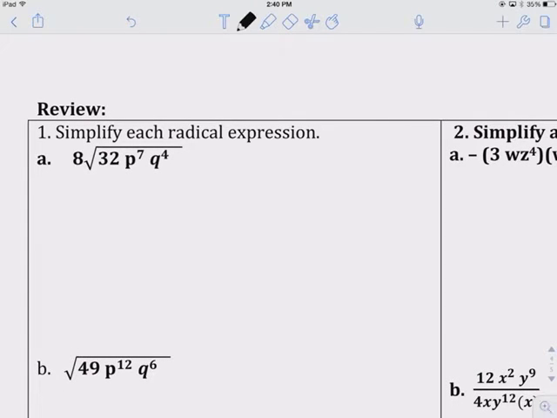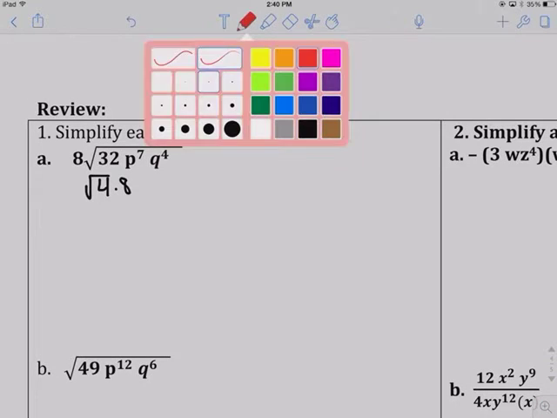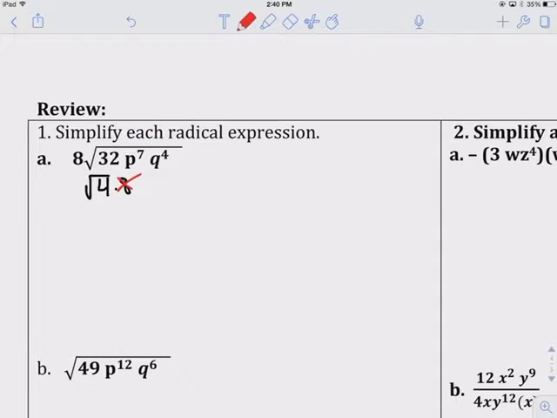For you two here, you did square root of 32 as 4 times 8, right? Yeah. And then 4 is a perfect square. 8 is not, right? No. So I'm going to cross 8 out and put 2 times 4. 4 is a perfect square. Is 2 a perfect square? No, we leave it like that, right? So this 4 is now a 2. This 4 is now a 2.